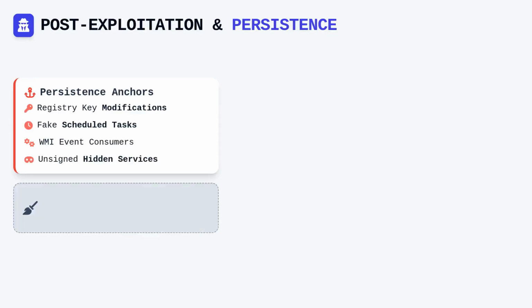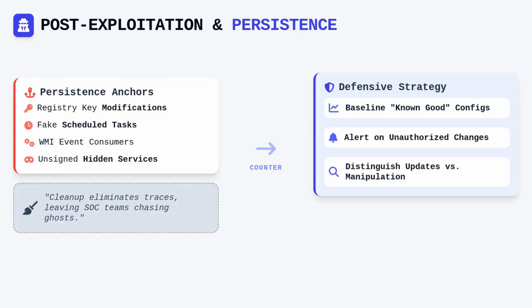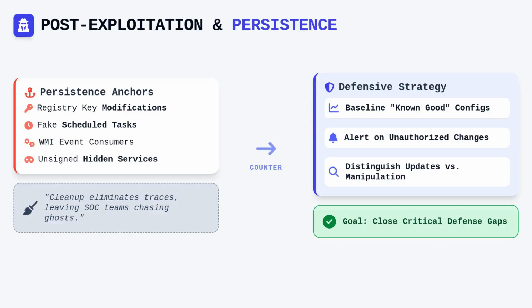Cleanup is an essential part of the attacker's playbook because it eliminates traces of their tools and logs of their commands, leaving the SOC team chasing ghosts. Your defensive strategy must include baselining known good configurations for these persistence mechanisms, enabling you to alert on any unauthorized alterations. If you can identify the difference between a legitimate system update and a malicious registry manipulation, you have successfully closed a critical gap in your defense.